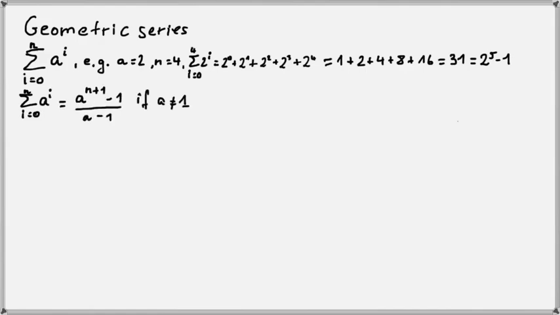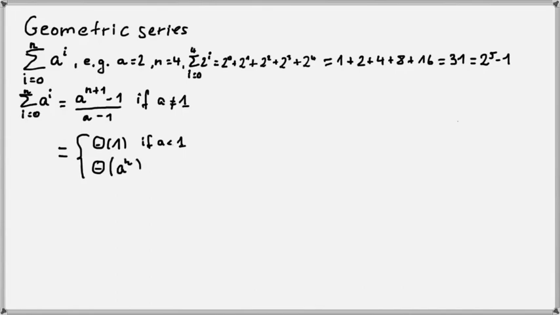This is not a surprise, because as a general formula, as long as a is not 1, we get that the geometric sum up to n is a to the n plus 1 minus 1 divided by a minus 1. So for the example where a is 2 and n is 4, this would be 2 to the 5 minus 1, which is exactly what we had, divided by 2 minus 1, and 2 minus 1 is 1.